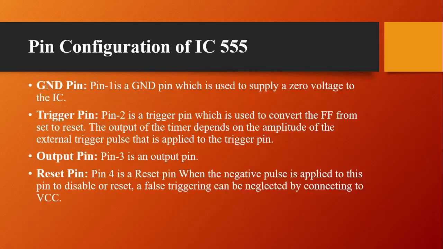Pin configuration of IC555. Ground pin. Pin 1 is a ground pin which is used to supply 0 voltage to the IC. Trigger pin. Pin 2 is a trigger pin which is used to change the flip-flop from set to reset. The output of the timer depends on the amplitude of the external trigger pulse that is applied to the trigger pin. Output pin. Pin 3 is an output pin. Reset pin. Pin 4 is a reset pin; when a negative pulse is applied to this pin, it disables or resets the timer. False triggering can be avoided by connecting it to VCC.